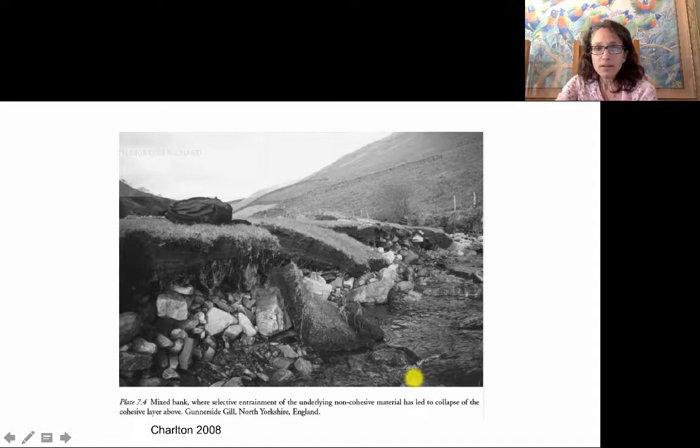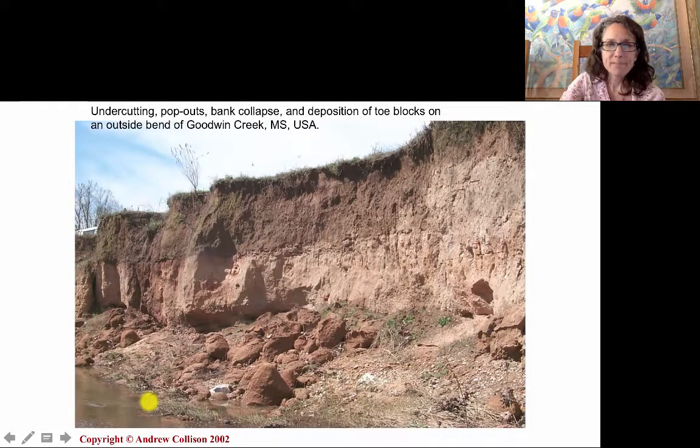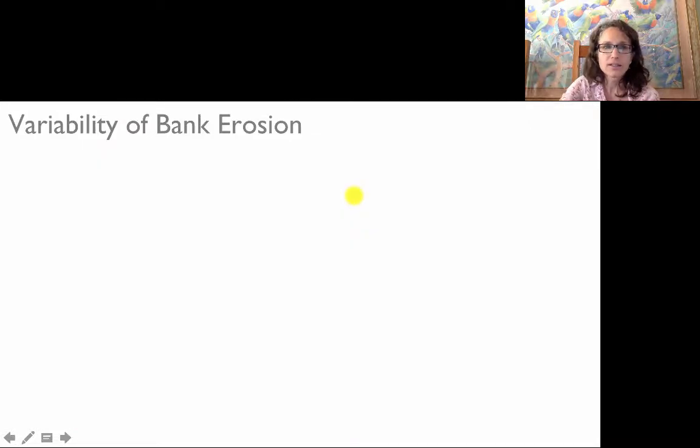And more examples of non-cohesive material underneath cohesive material, leaving it unsupported. This is a plate from your book, actually. And again, undercutting and leaving cohesive material unsupported. And you can see how big chunks of this material have failed. So the cohesive material fails in chunks.